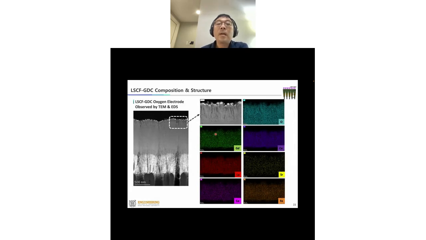But at least we have to make sure that all these materials, because we have 6 materials mixed together, exist as we wanted in this electrode layer. So it's a TEM image, and we have the EDS analysis, and you can see the gadolinium, lanthanum, cobalt, ferrite, strontium, cerium, and oxygen. All these oxides exist, as you want, in this electrode structure.